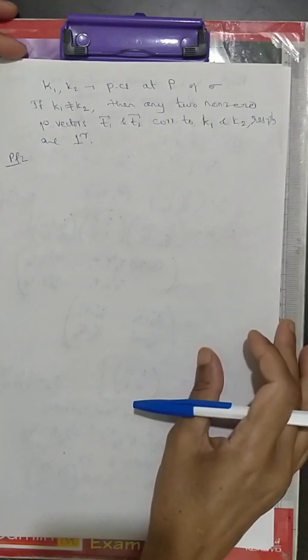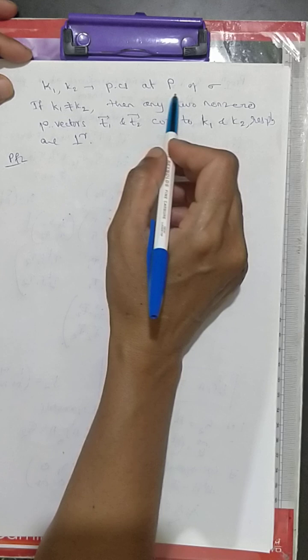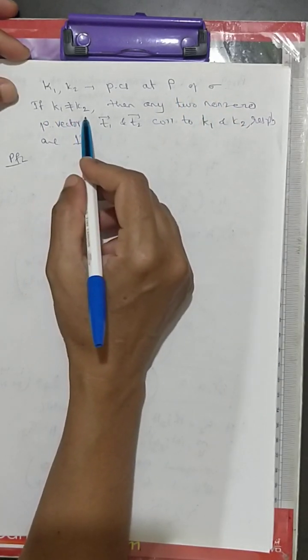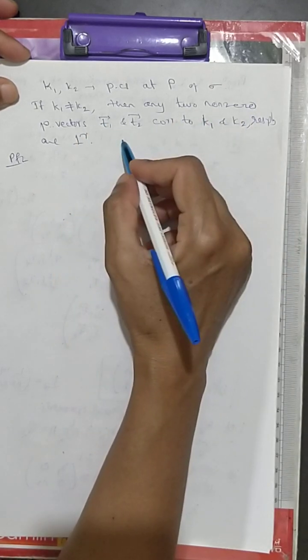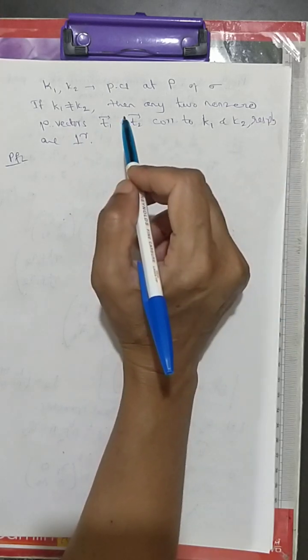Okay, in this result we are given the principal curvatures k1 and k2 at a point P of the surface patch sigma. Now if the principal curvatures are distinct, k1 is not equal to k2, then any two non-zero principal vectors, say t1 and t2, corresponding to k1 and k2 respectively, are perpendicular.